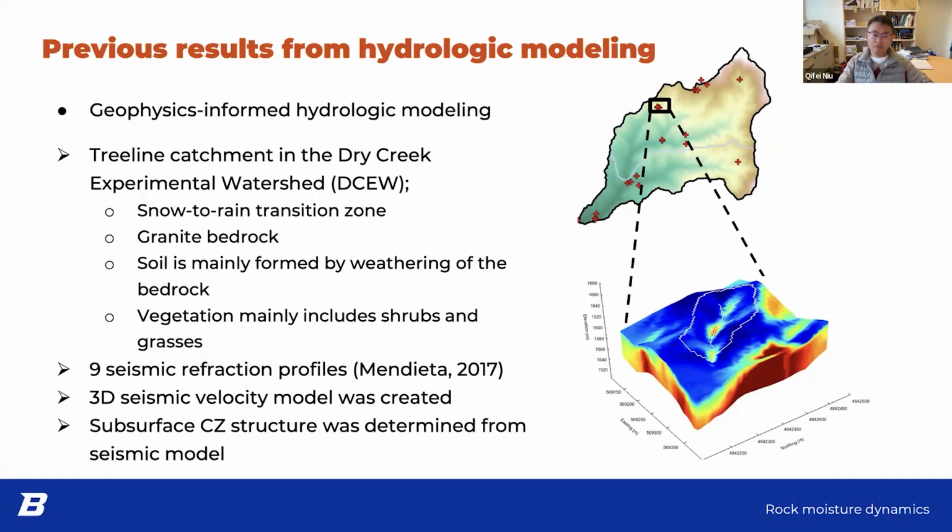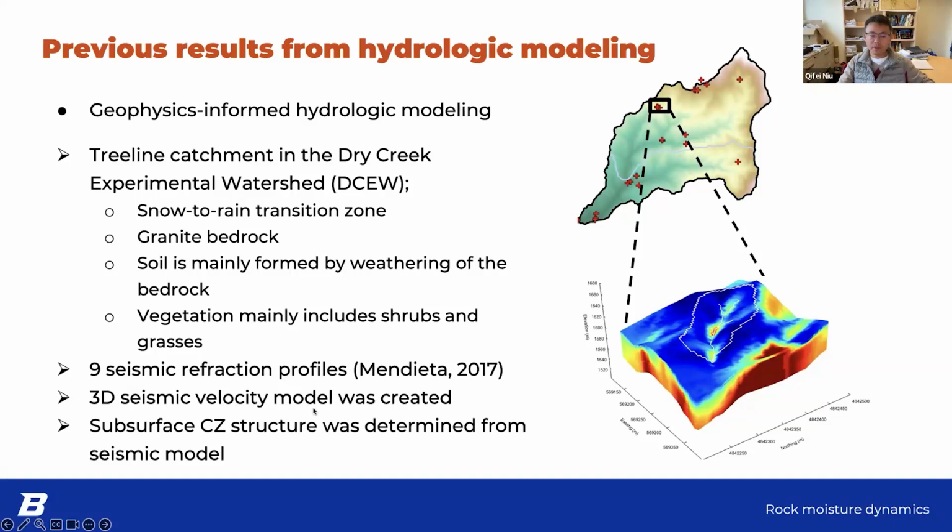And then from the seismic velocity, we can determine what the soil layer is, what the depth extent is across this watershed, and also what the fractured bedrock layer is, and the interface between the fresh bedrock and the fractured bedrock.